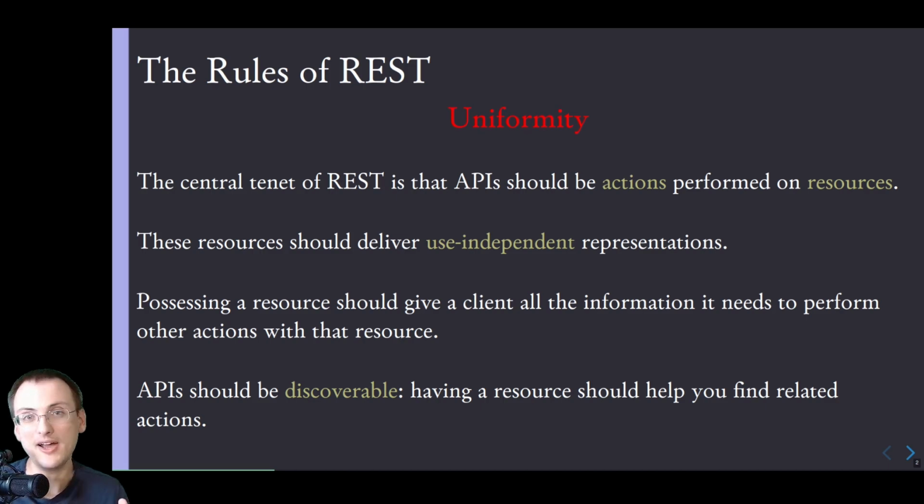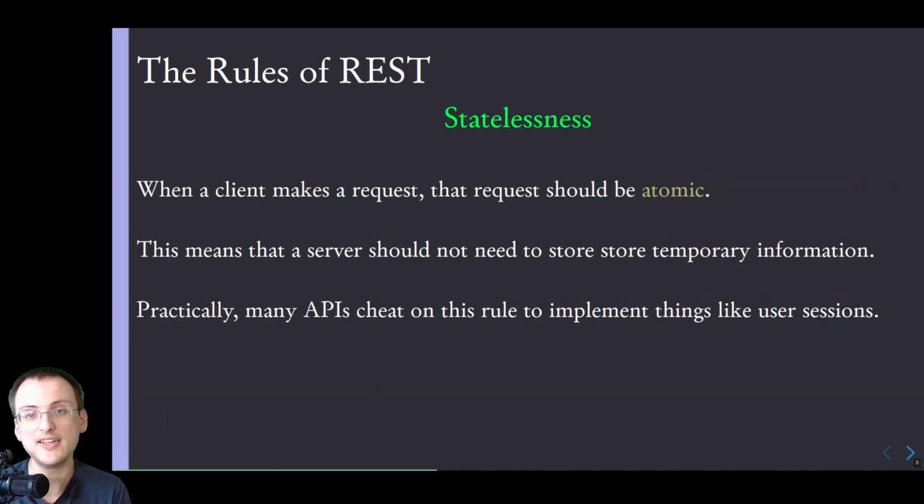However, the rule of uniformity is mostly this idea that the structure of our endpoints should be fairly standardized, and it should be based around actions happening to things that aren't just specifically what one particular client needs. So our next principle of REST is the principle of statelessness.